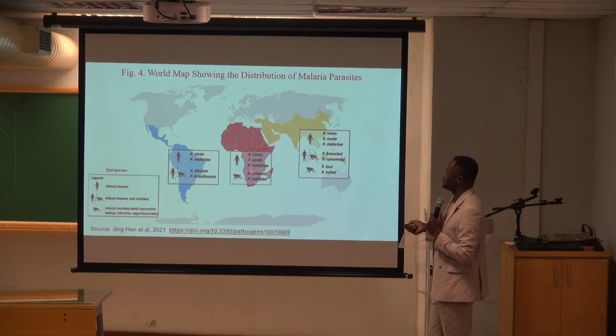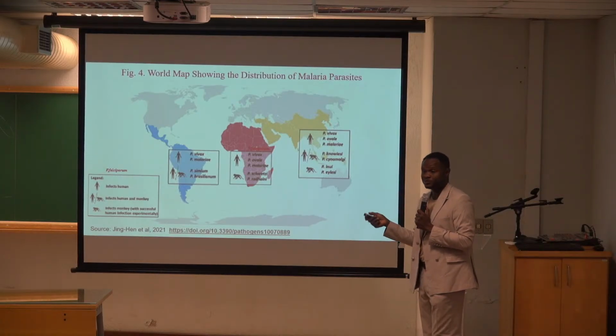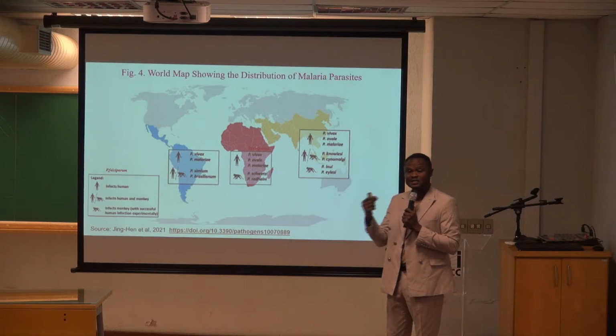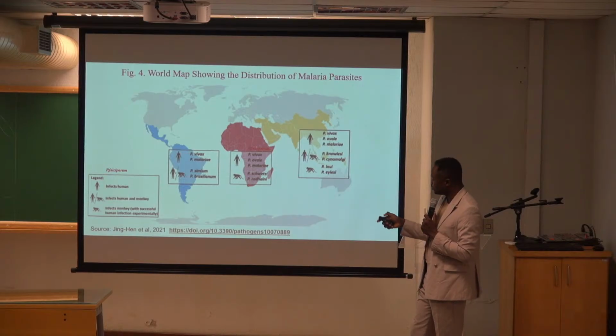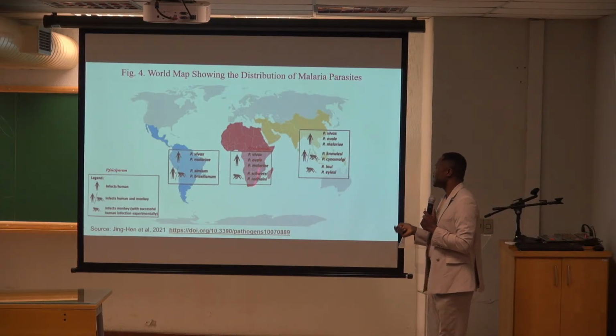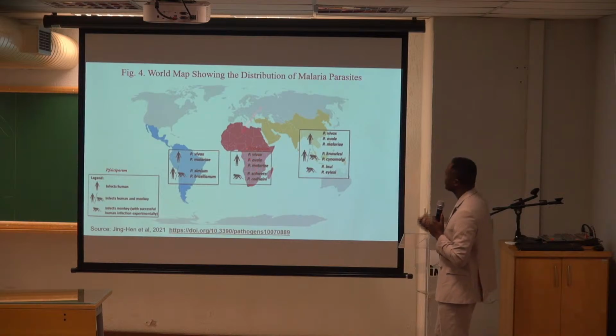While here in Africa we have falciparum, vivax, ovale, and malariae. So you can begin to think, could this be the reason why there is a high incidence of malaria in Africa? Because a whole lot of the species that cause malaria are key in Africa.